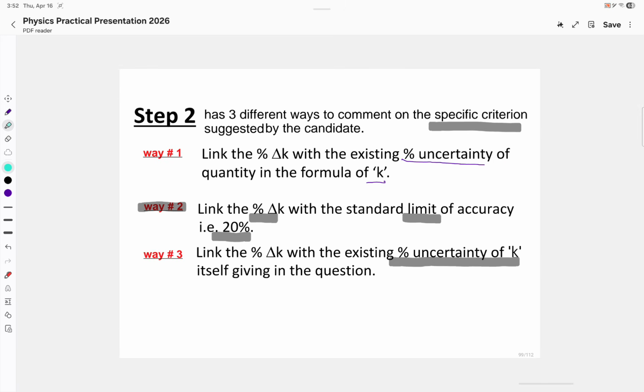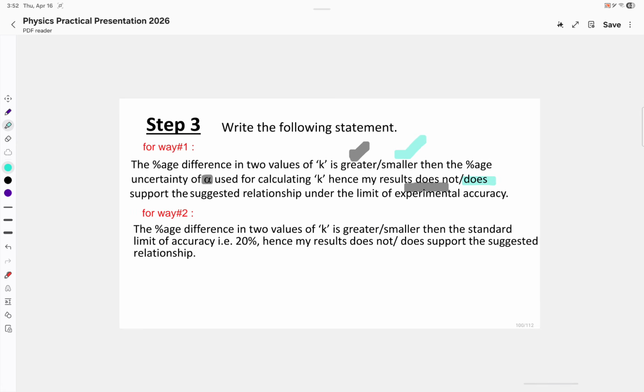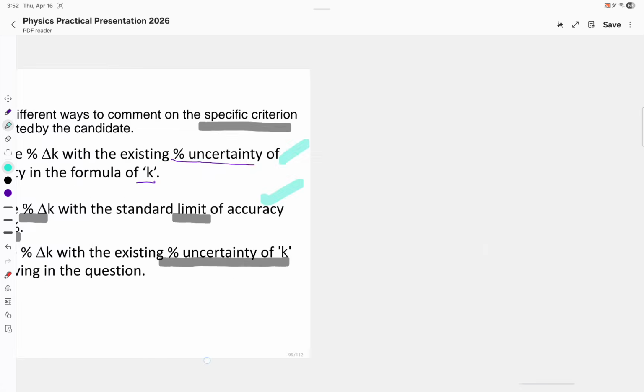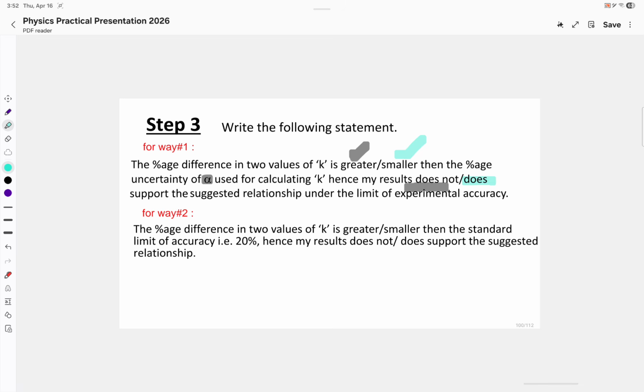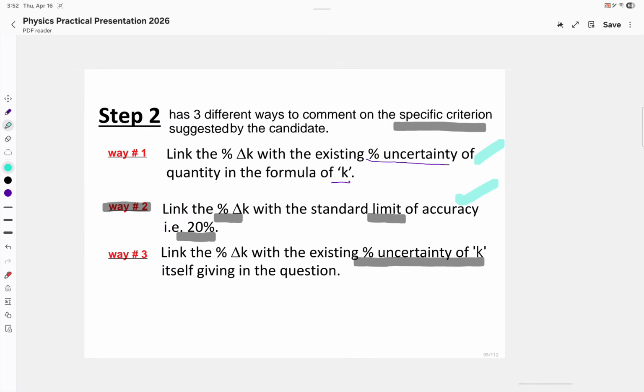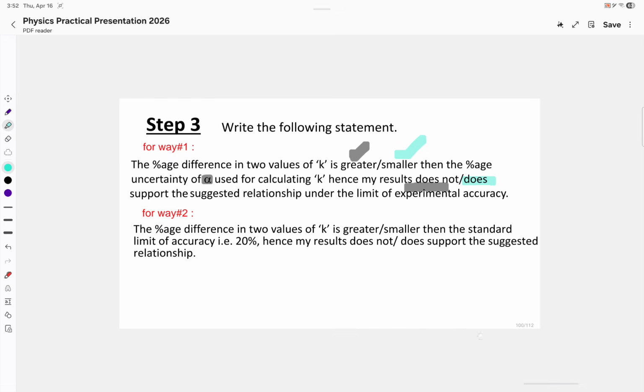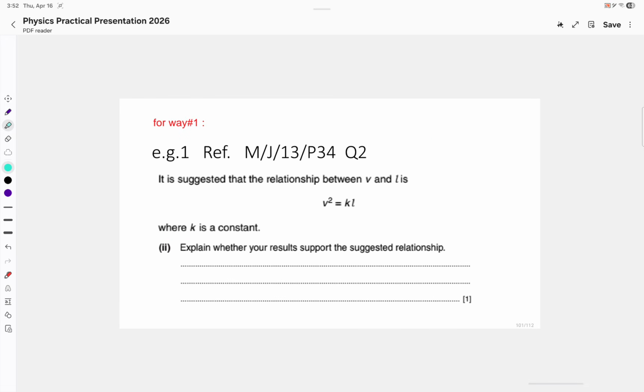For way 3, because I have mentioned way 1, way 2, way 3, if you select this criteria, what statement you have to write? It's mentioned here. For way 3, let's wait a little. I will explain directly from the past year question.